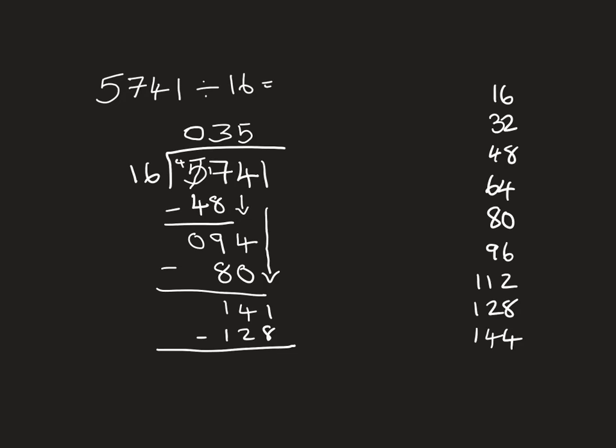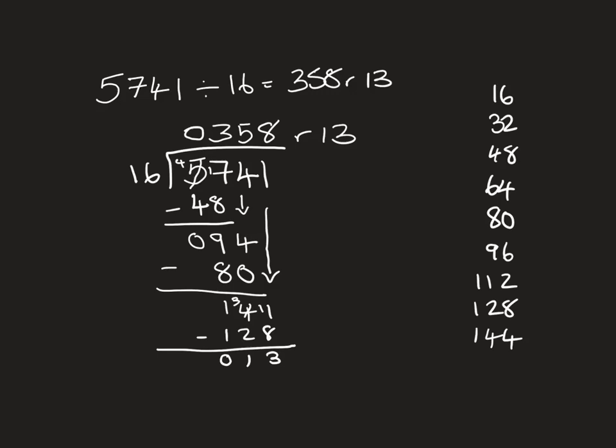And I do 1 take away 8, which I can't do, so I exchange. So now I have 11 take away 8, which is 3. 3 take away 2, which is 1. 1 take away 0 is 0. How many 128s was that? That was 8. So I write 8 up there, remainder 13. So my answer is 358, remainder 13, or 13/16.